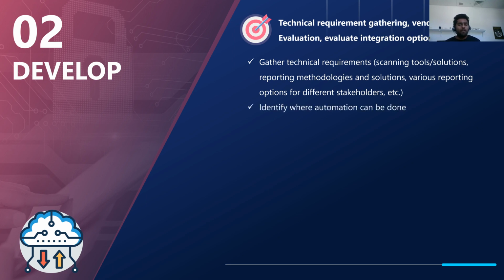Right? Identify where automation can be done. For example, if I have a vulnerability management solution, what if I want to automate it? For example, if I want to scan these assets at a regular interval, say 6 months or 4 months. Also, once it identifies vulnerabilities, what extra level of automation can I do in order to identify the false positives and the legitimate vulnerabilities.